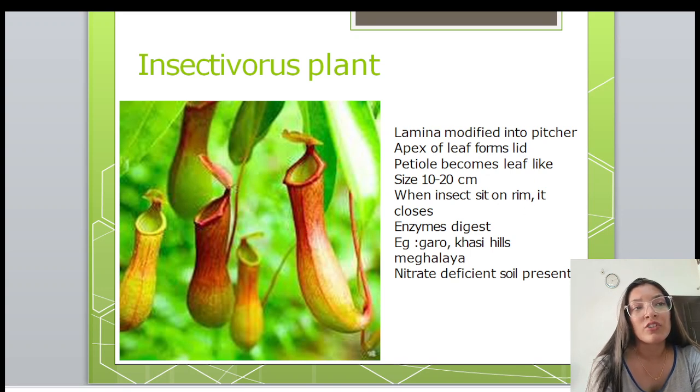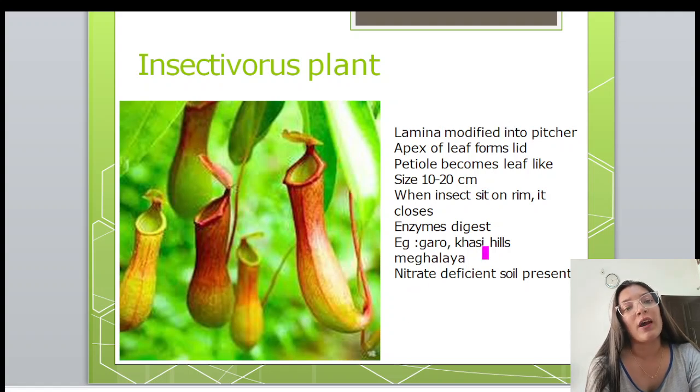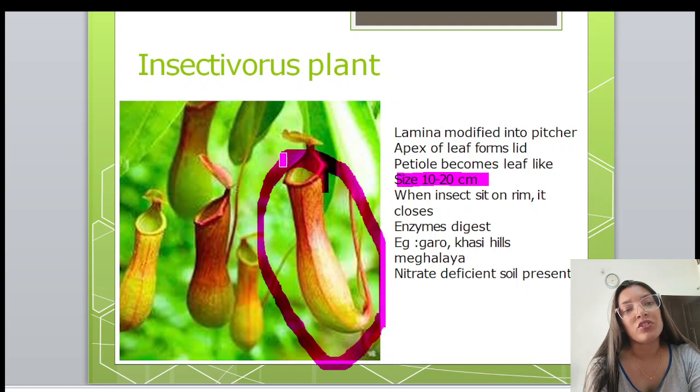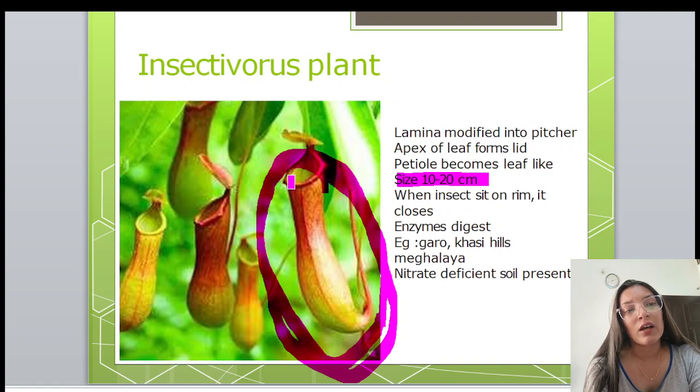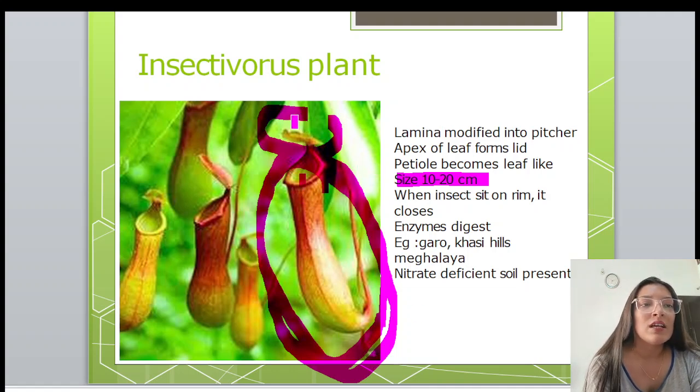There are three types mentioned in your course. First one is the pitcher plant. Pitcher plant is generally 10 to 20 centimeters. It is named pitcher because the shape is that of a pitcher. A pitcher is an earthen pot, the matka which you use. So can you see that the shape is like a pitcher? The insect will come, it will sit here on the lid, and this lid will close. Inside this plant, some enzymes are there which are capable of digesting the insects, right? So this is one type of insectivorous plant.